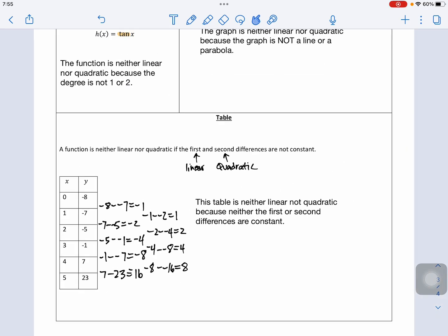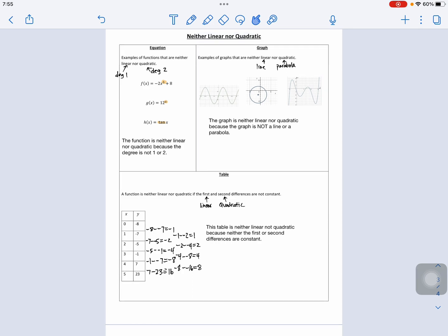If they're not linear or quadratic, that's a conversation for another day about what they might be, but we're looking for the equation. Remember, we're looking for degree 1 or 2. Degree 1 is linear, degree 2 is quadratic. If it's neither of those, it's neither type of equation. Same thing for graphs. If it's a line, you have a linear function. A parabola is a quadratic function. If it's neither a line or a parabola, then it's not linear or quadratic.